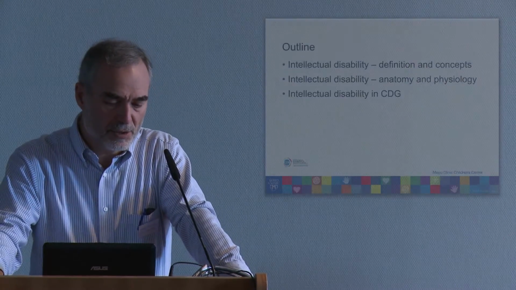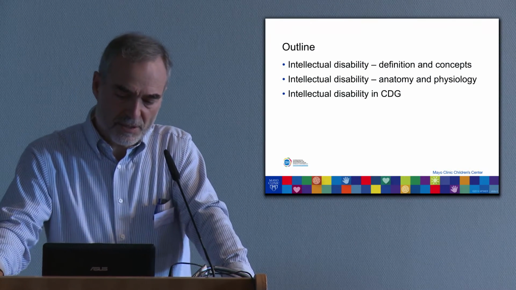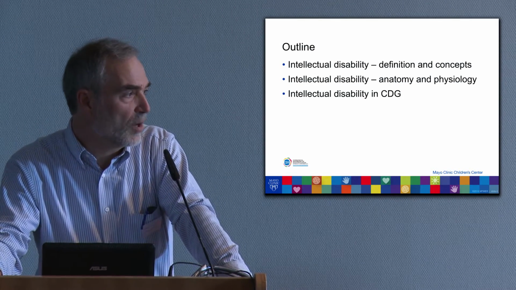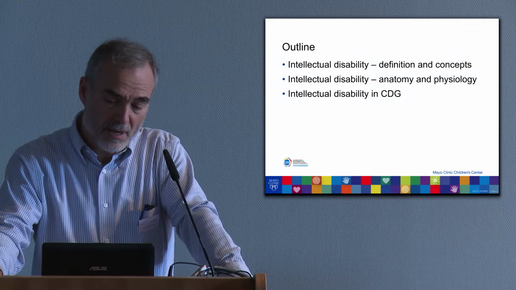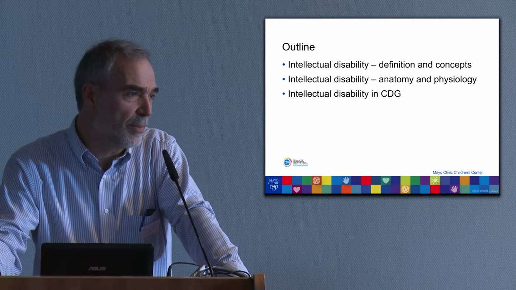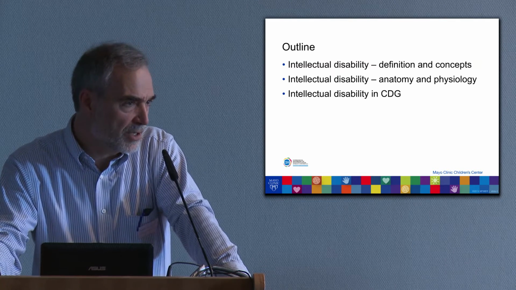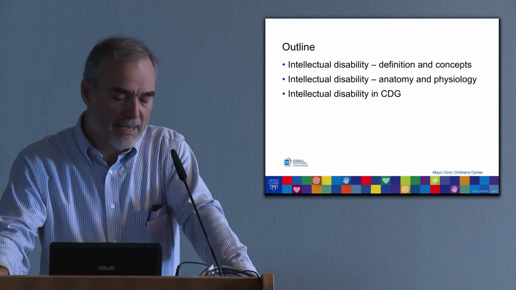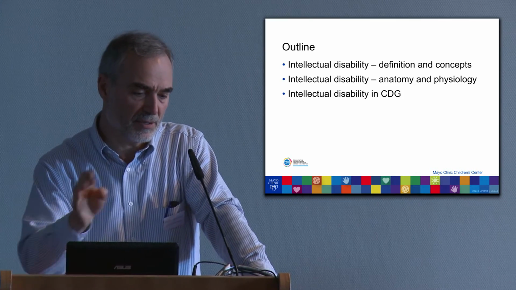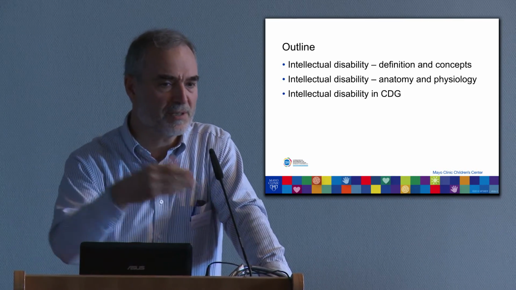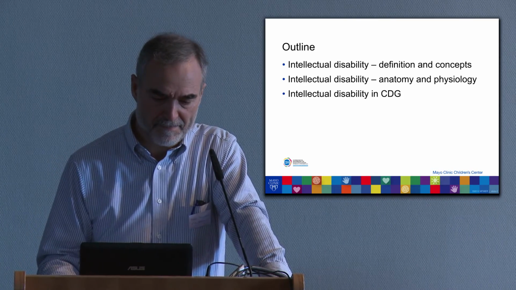So what I'd really like to do is divide the talk into three parts. First of all, I want to begin by discussing what the term intellectual disability means, or what its current definition is. I'd like to talk about what we know about the anatomy and physiology of intellectual disability, and then finish with some comments about intellectual disability in CDG, and Dr. Serrano's beautiful talk is a very nice introduction to that.